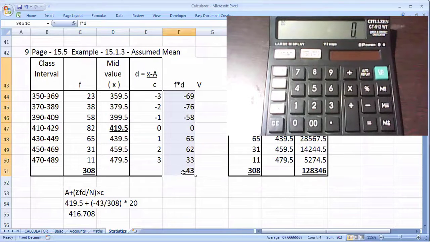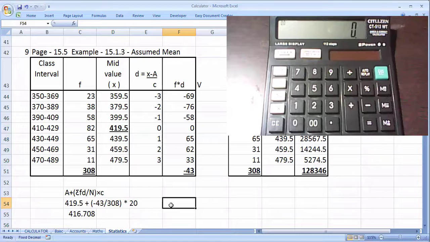Whenever you get such an equation, concentrate on the BODMAS rule. BODMAS says first bracket, division, multiplication, addition, and then go for subtraction. In this way, we need to solve first within the bracket. Sigma FD: how to get it? F is there. D is x minus A by C. How to get that? Very simple. First, we need to get the mid value. Mid value, that is x minus A by C into F.